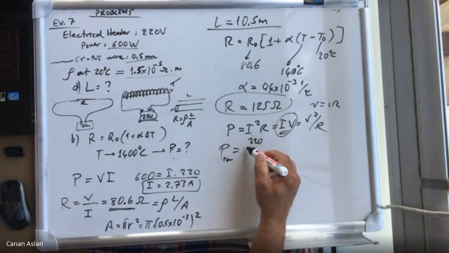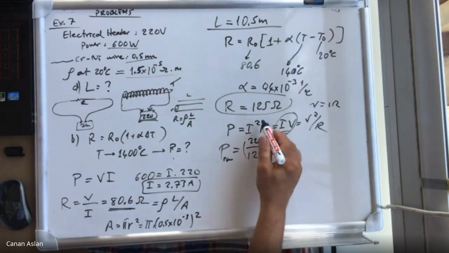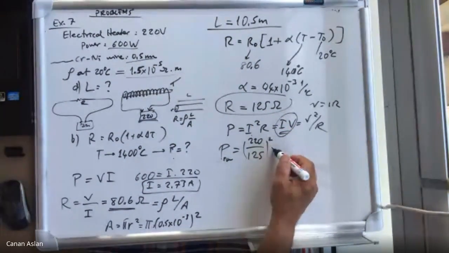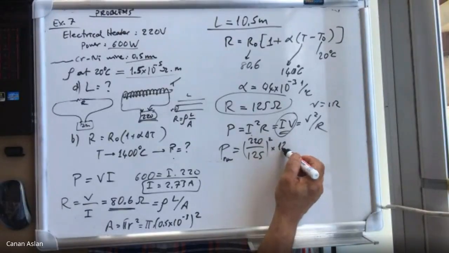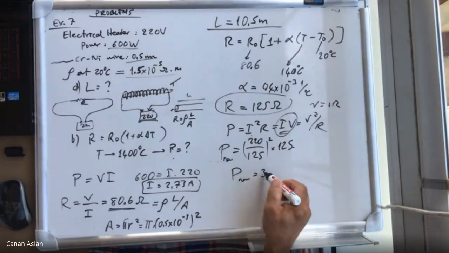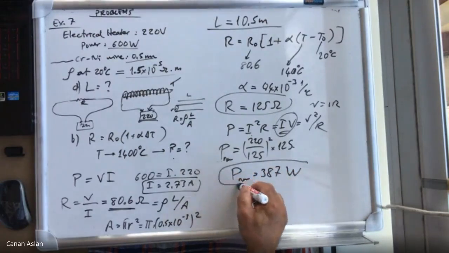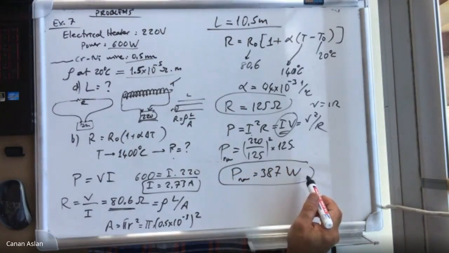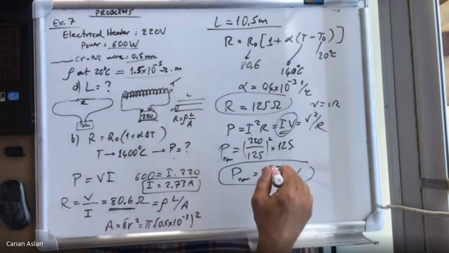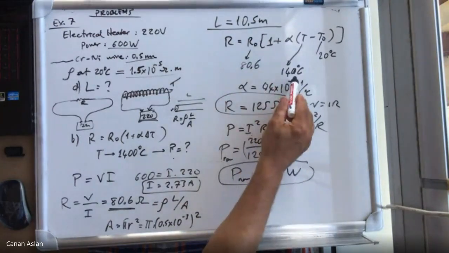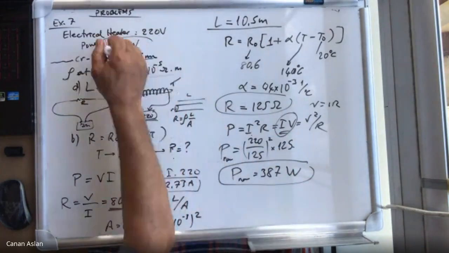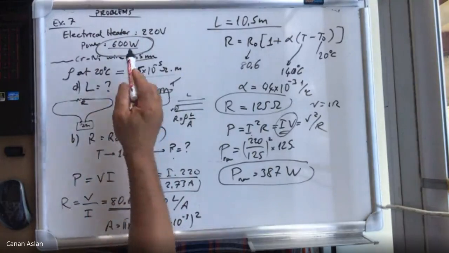which is now 220 divided by 125, because the new resistance is 125 and the voltage is 220, and we have to square it and multiply by the resistance, which is now 125. Which now the result P new is equal to 387 watts. As you see, after this resistance is heated to 1400 degrees Celsius, the power that you can get from the system will be smaller, because earlier, remember, at room temperature it was 600 watts.